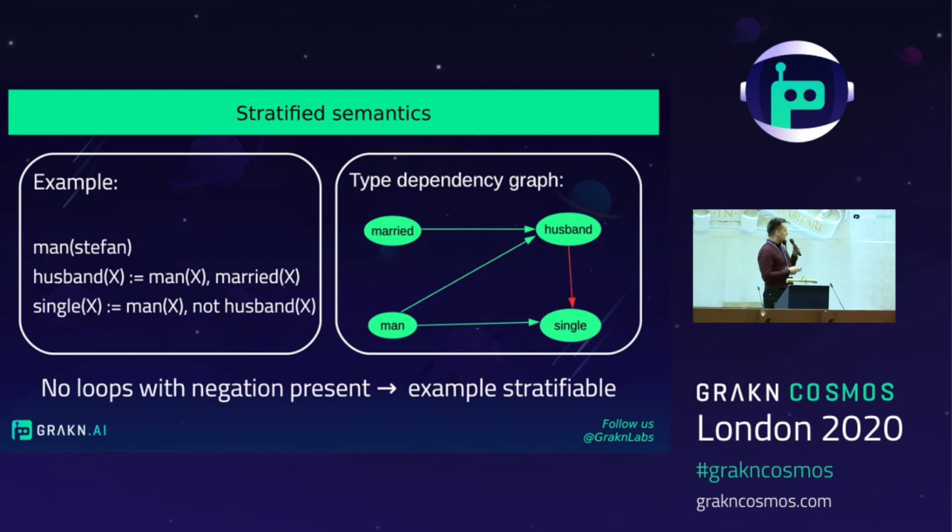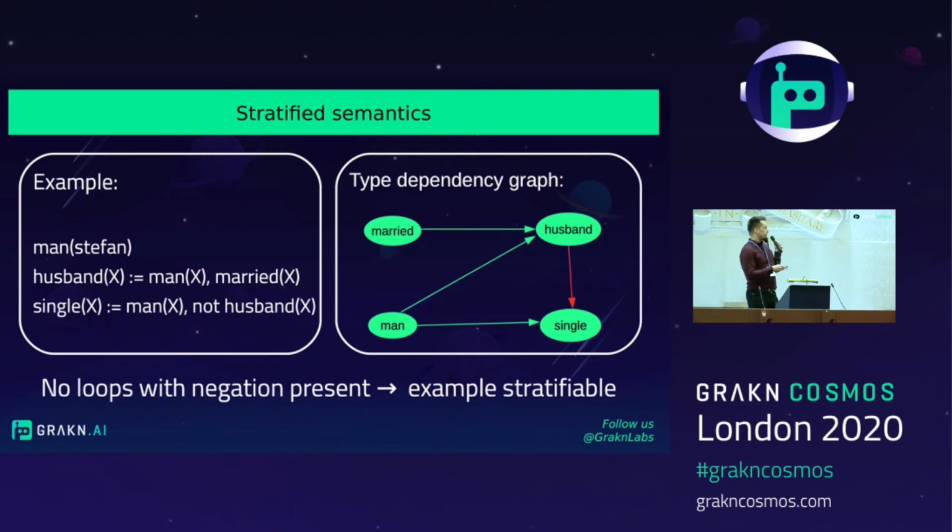So if we have a sample knowledge base, so here we have 2 clauses, we simply create a graph of our predicates where we draw an edge from our hypothesis to the conclusions. So, okay, we have husband, and it has 2 dependents, the predicate of married and man, and we have single, which has 2 dependents, a man and a husband, which is the negative, that's a negative dependency.